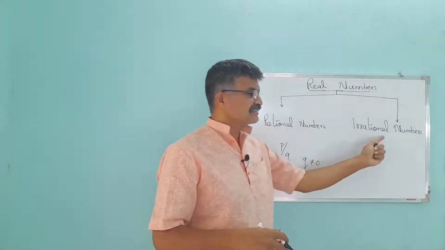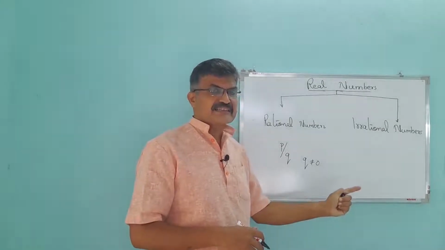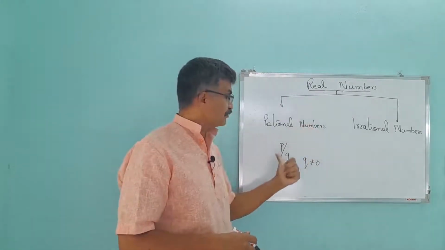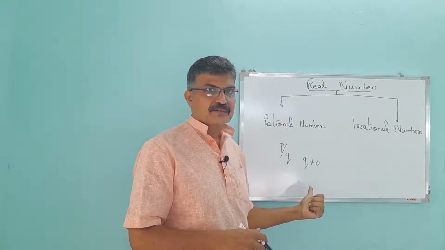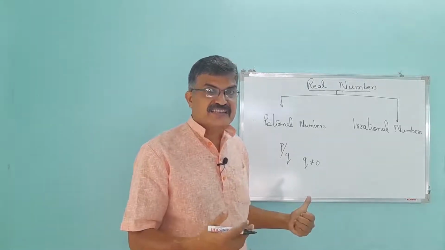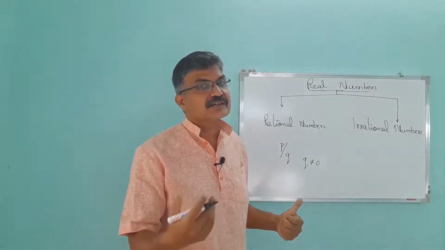So what about irrational numbers? Irrational numbers are numbers that cannot be written in the form p by q. The decimal expansion is neither terminating nor recurring.